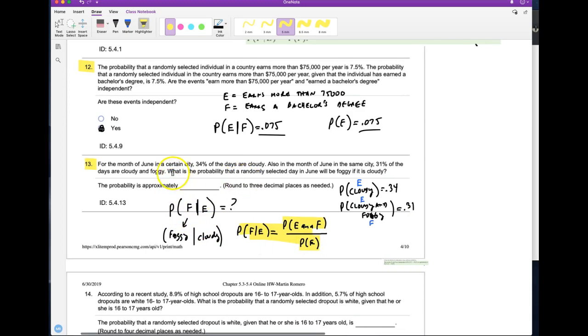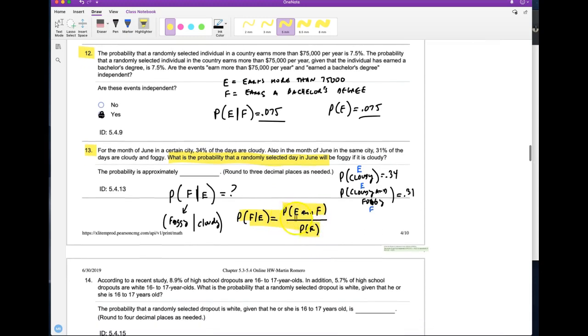And so the question that's being asked is, what is the probability that a day is foggy given that it is cloudy? So we're really calculating the probability of F given E. And in this case, we have the formula from lecture. It's the probability of E and F divided by the probability of E.